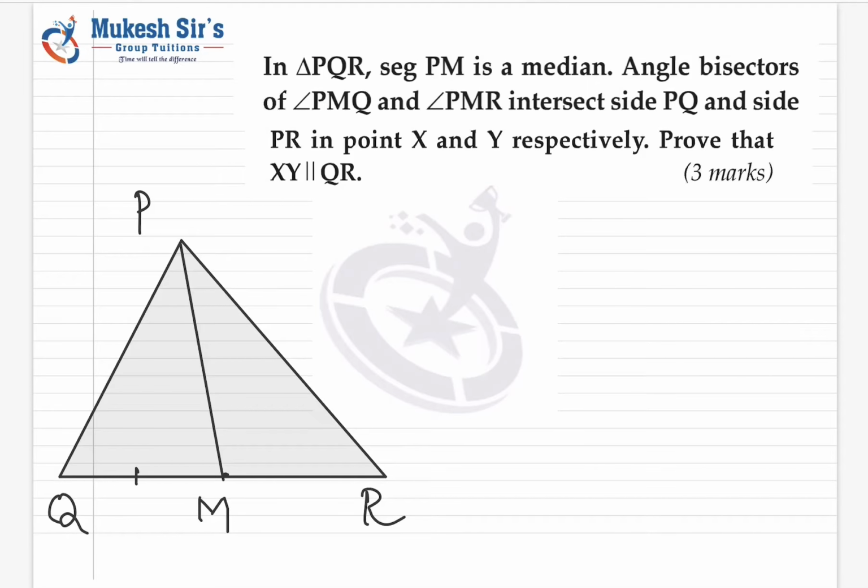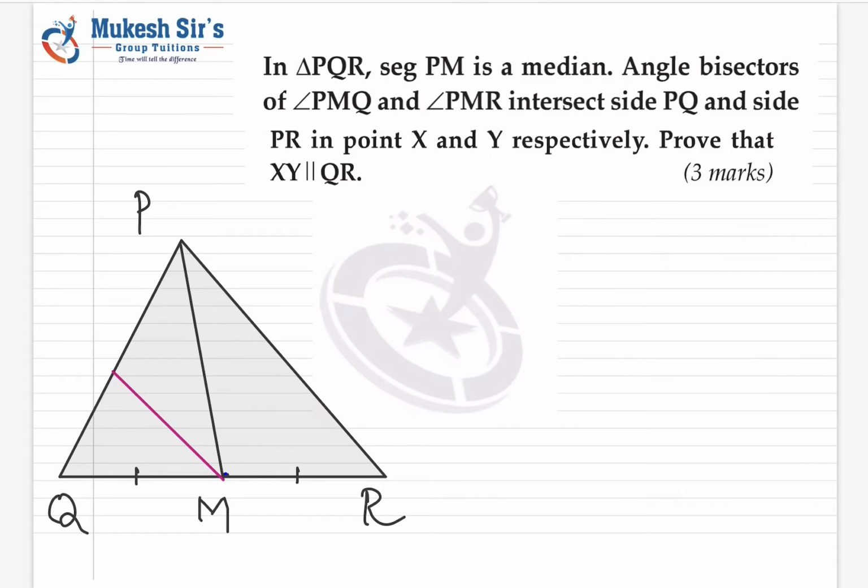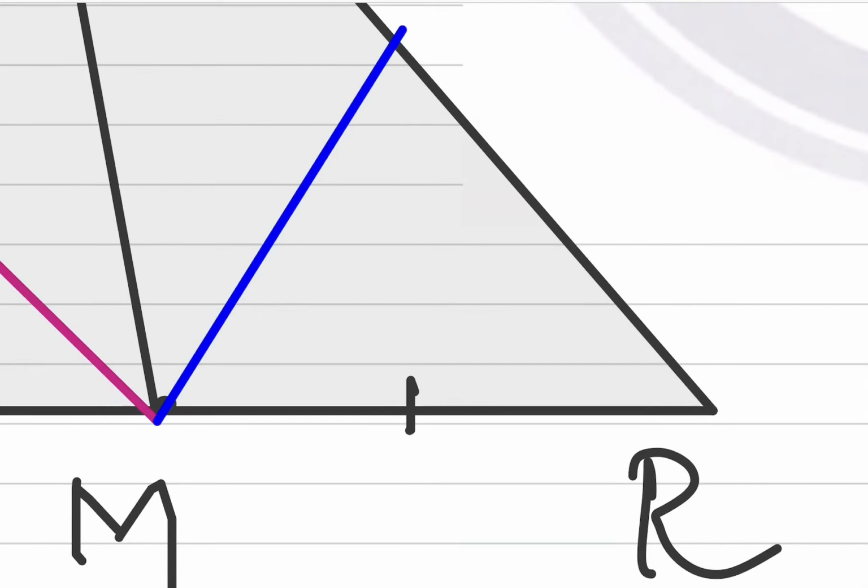So these two parts are equal, right? Then bisectors of angle PMQ and PMR intersect side PQ and PR in points X and Y. So the bisector of angle PMQ is this, and the bisector of angle PMR, I'll draw a blue line for the bisector of PMR. So the bisector of PMR is this. Okay, so these are the bisectors.